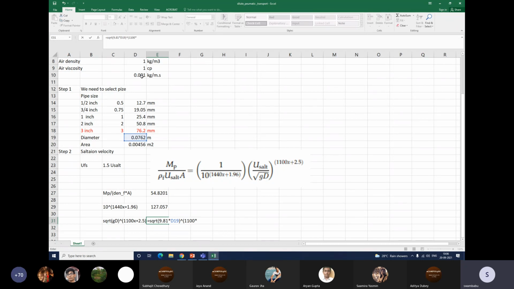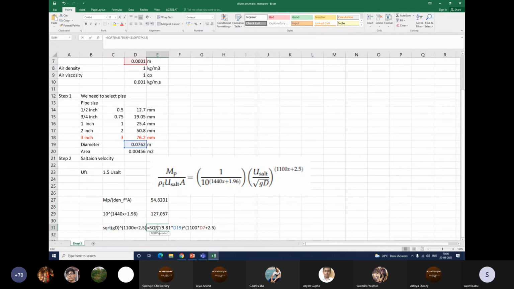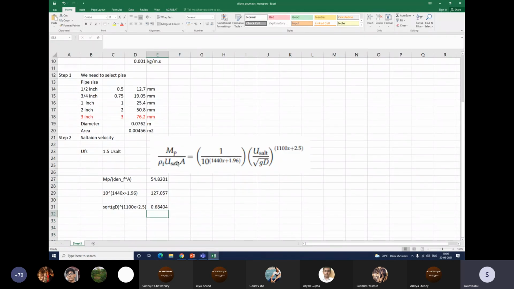1100 into x plus 2.5. Square root of g into d to the power of 1100 x plus 2.5. So here I have to find out the saltation velocity. So u salt to the power of 1100 x plus 2.5. If I bring u salt from the left hand side to the right hand side, I will have u salt.